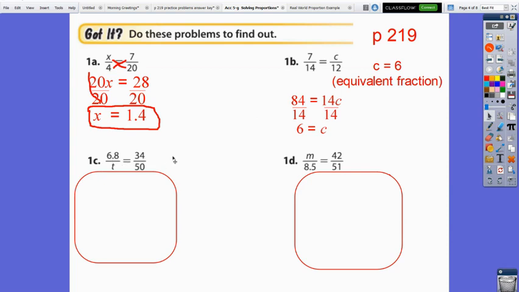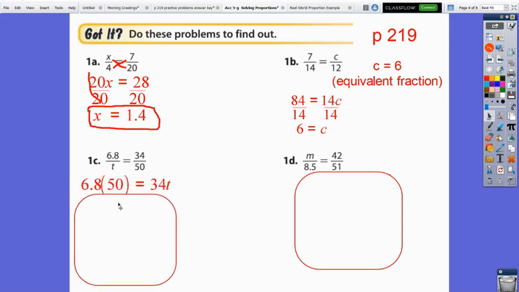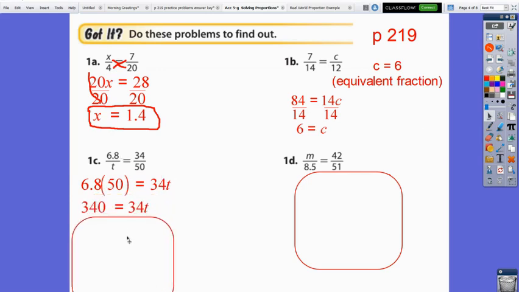Not so much here for a 1C. What is the cross product here for 1C? 34T equals 6.8 times 50, which is 340. So if 340 equals 34T, divide both sides by 34, and T equals 10.